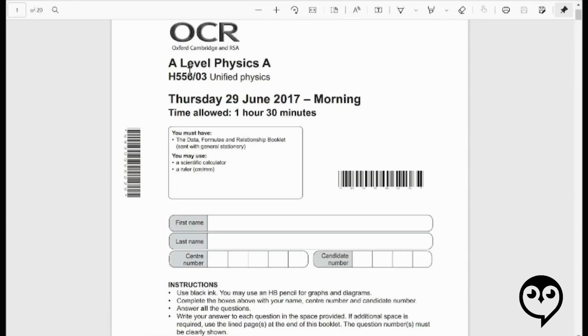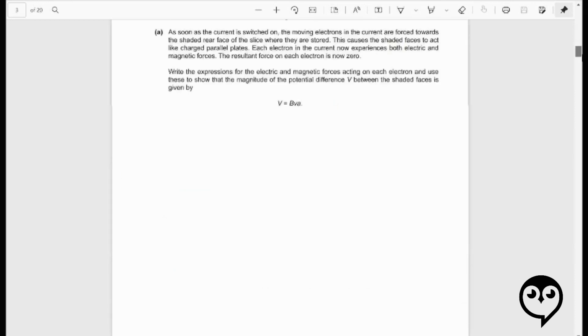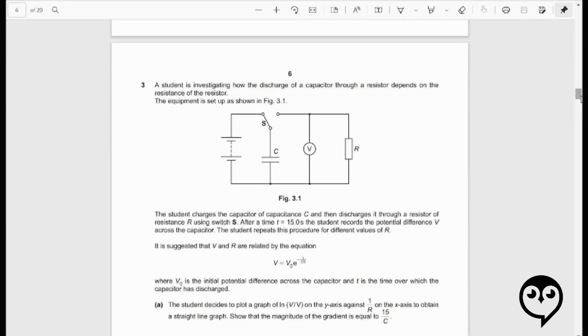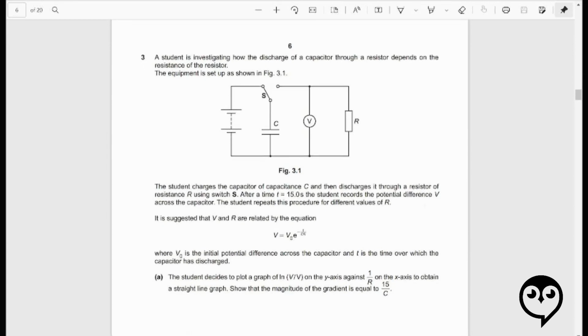Right, okay, so we've got an OCR. By the way, I didn't mention the multiple choice questions were from 2019, and the previous question was from June 2017, just like this one, except this is a Physics A, Unified Physics. So we're going to investigate how the discharge of a capacitor through a resistor depends on the resistance. Okay, sure it does, yeah.